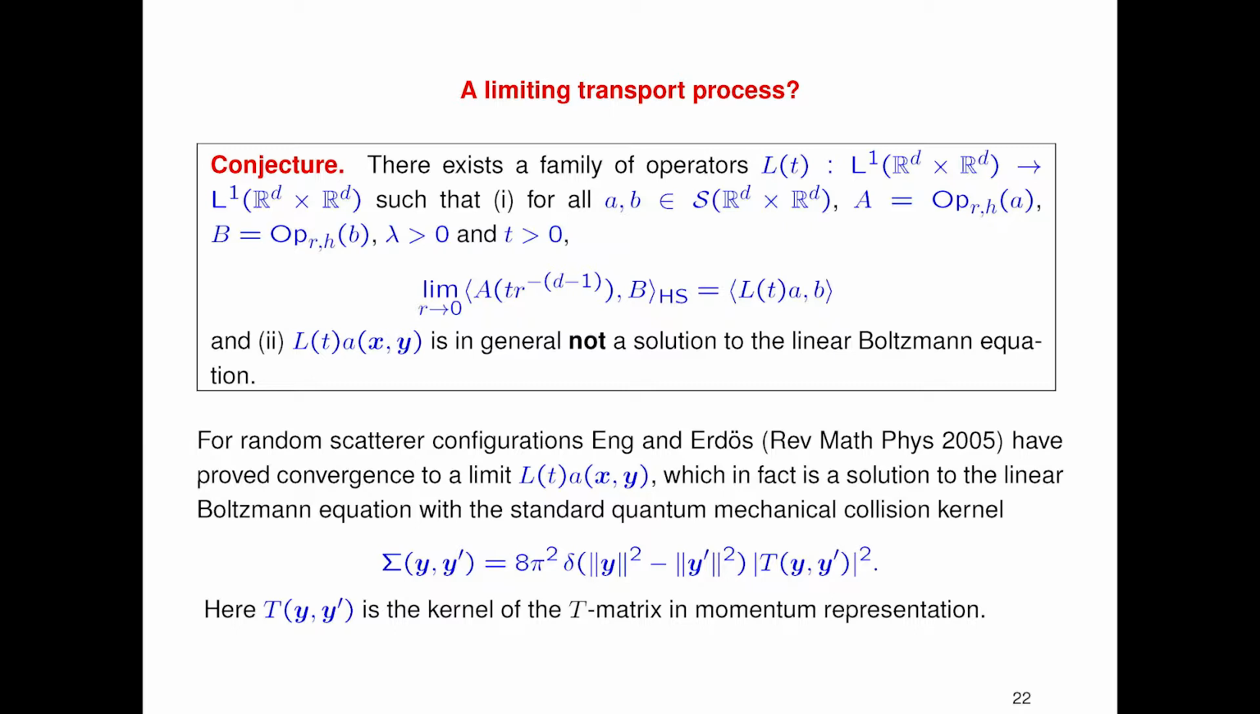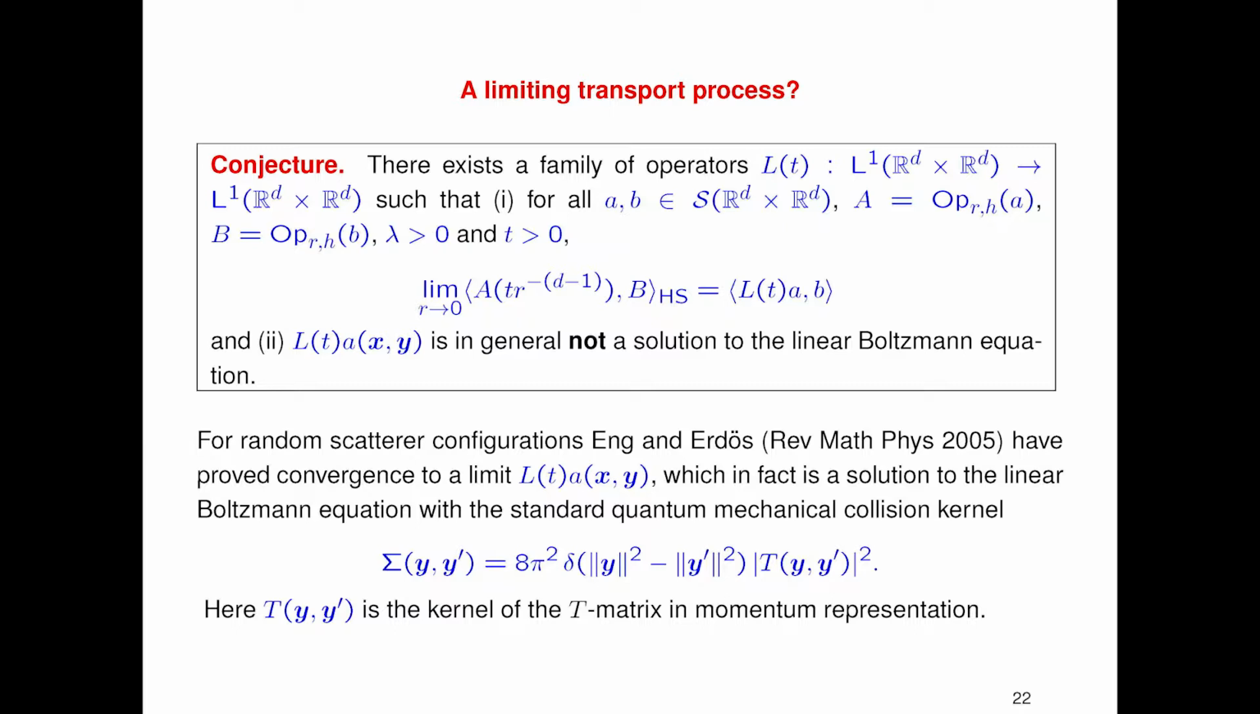And so this conjecture here, I wish it was a theorem, it would be a fantastic theorem, says that the limit exists. So that's the analog of what Lorentz would have predicted. Would he have known about quantum mechanics and microlocal analysis and so on? I believe maybe he wouldn't. But the second point is important: it's not a solution to the linear Boltzmann equation, just like in the classical setting.